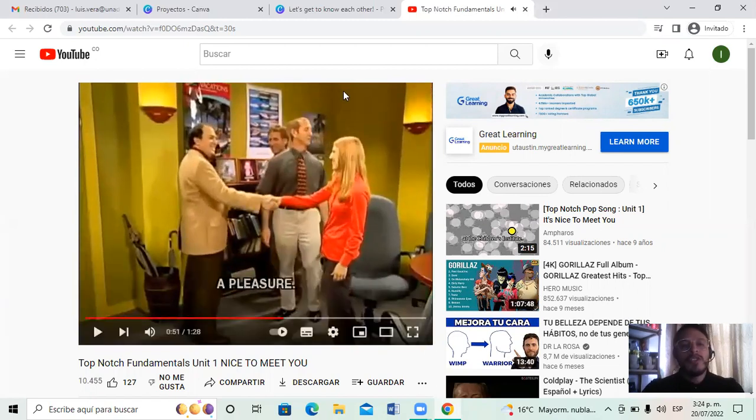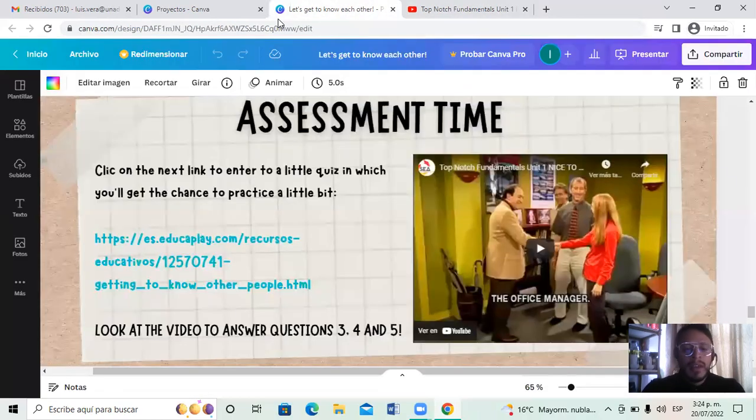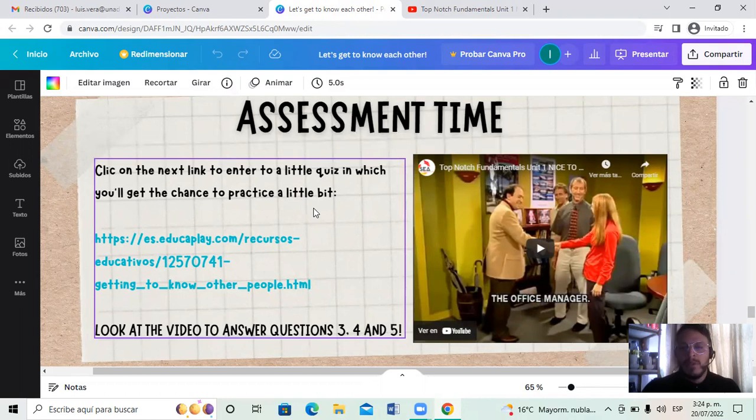Okay, my students, so as you can see, what we are doing here is basically listening to a casual conversation in which people introduce themselves, okay? La gente se presenta en esta conversación casual y tiene la oportunidad de interactuar. Es una charla bastante sencilla y a partir de ahí vamos a resolver nuestro quiz.